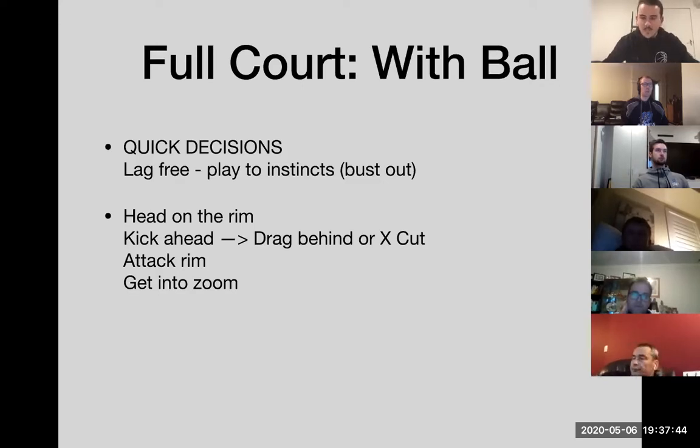Like I said, what are you going to look to do? First thing is always to kick the ball ahead. And as we know, that's the fastest way to get the ball down the court. If you kick it ahead to that player who's towards the wing area, if they catch it and they can make a play straight away, then you will just drag behind them. If you kick it ahead and they don't have an opportunity to drive, then you'll do what we call an X-cut. And I'll show you some film of that in a second.